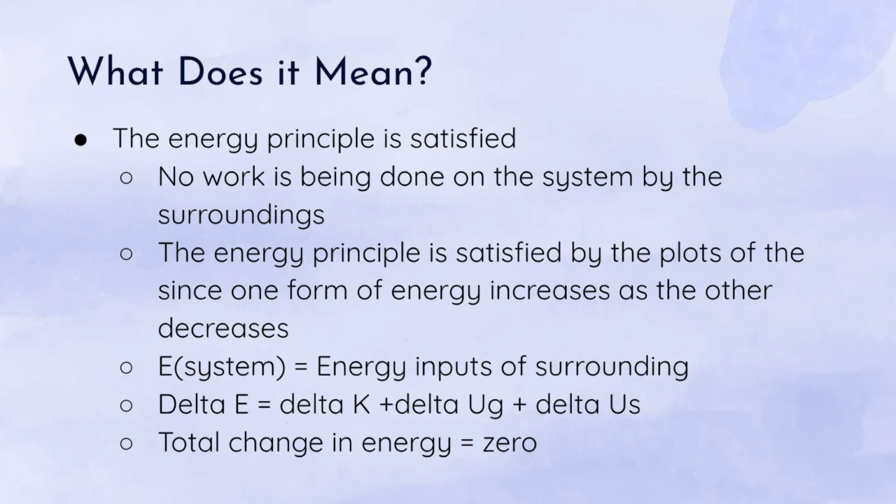This slide will answer the first "what does it mean" question of the lab. The first question is related to the energy principle. The energy principle is satisfied in this reaction due to the fact that there is zero work being done on the system because of its surroundings. The total change in energy is in fact equal to zero. The plots that we see in the energy graph satisfy the energy principle because, as seen in the graph, one form of energy increases and the other form of energy does the opposite and decreases.